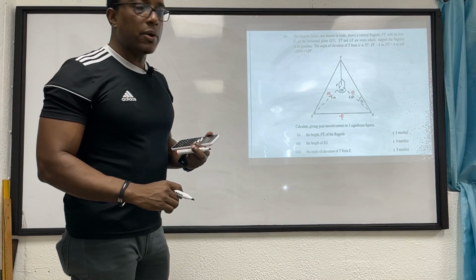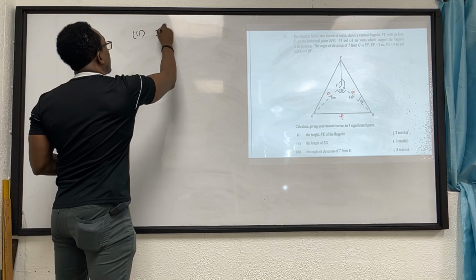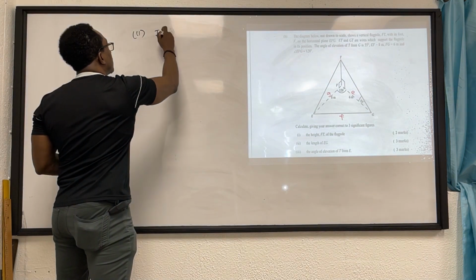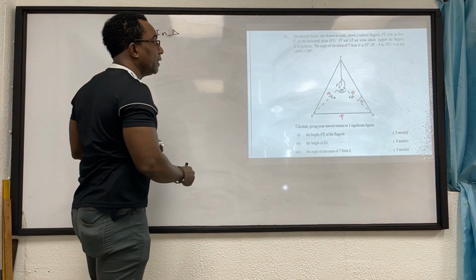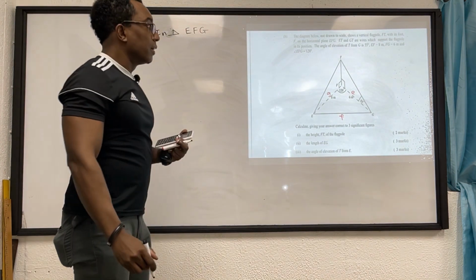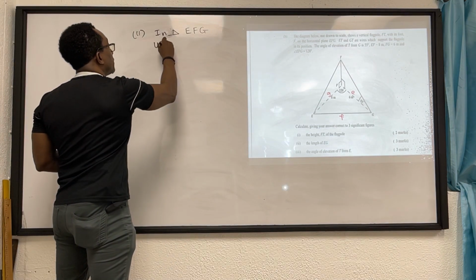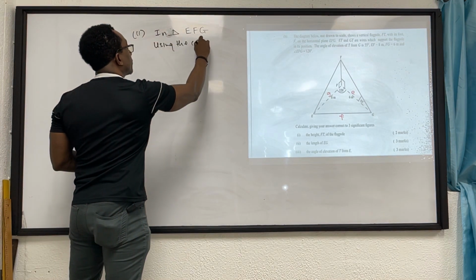So let's create our equation. I'm going to start by naming the triangle. So in triangle EFG, we are going to begin with using f squared, and let me state using the cosine rule.